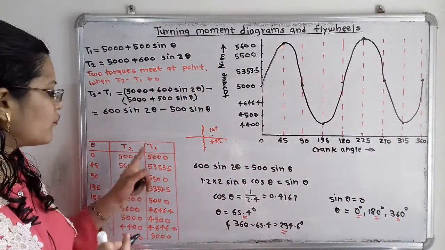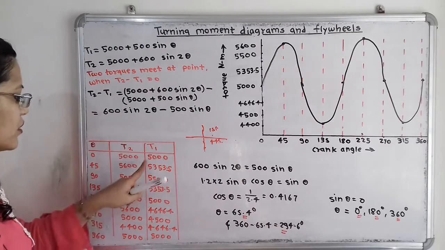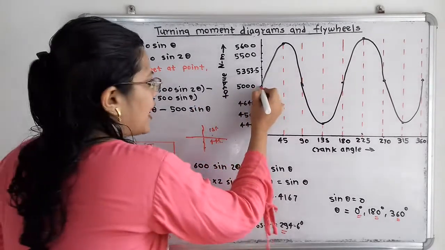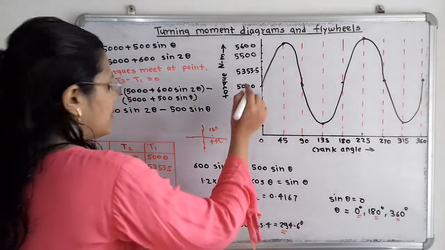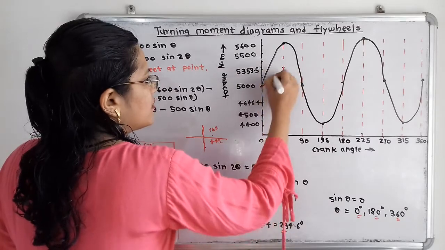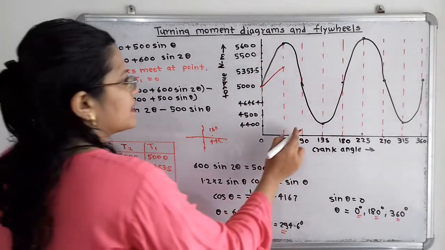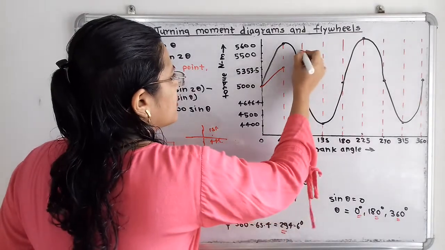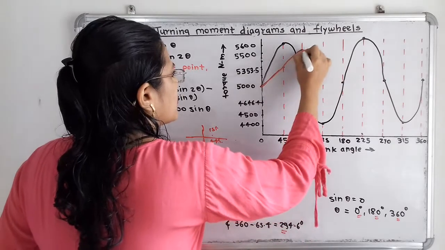Now again we will move to T1. These values of T1 are already calculated. Here is 5000, so I will draw here with the help of the red marker. For 45 degrees it is 5353.5, so here is the point. I will join, then 5500. For 90 again 5500. Again I will join this with a smooth curve.